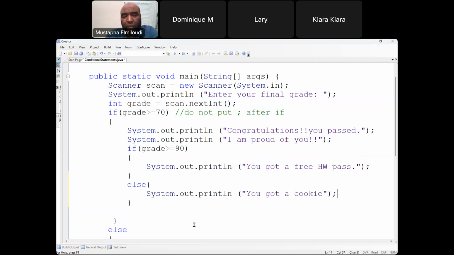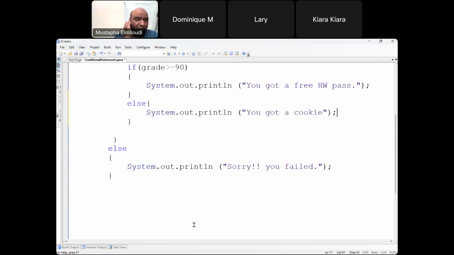Okay, so if you got B or C, you got a cookie. If you got higher than 90, that's a free homework pass. People like you don't have to worry about the homework. That's good. Now let's go to the else. So this is failing people. Anybody who failed, it doesn't really matter what grade you have. Even if you have 69, you are very close, but still you're going to see this message.